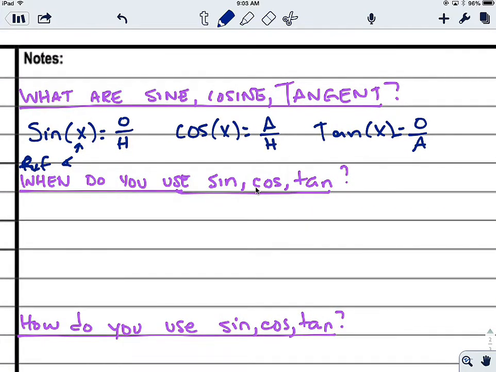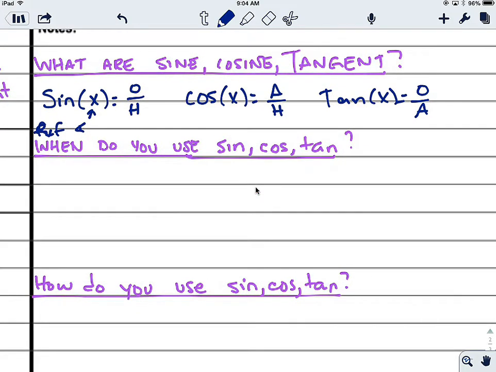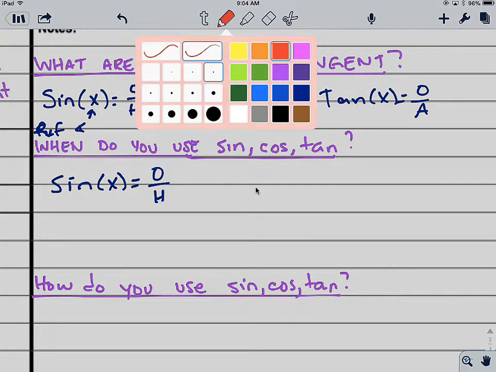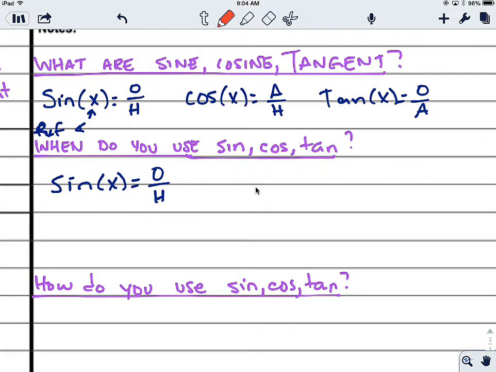These are just the three most common ratios that we use. You could invert these, but they would have different names. If you flip sine over, we call it cosecant. If we flip cosine, we call it secant. And if we flip tangent, we call it cotangent. So when you use sine, cosine, and tangent, you have to really investigate what this says and understand the pieces. We use sine, cosine, and tangent when we're given the reference angle.